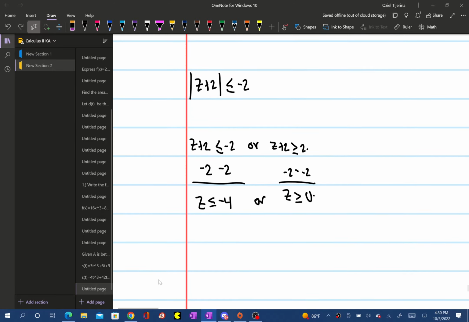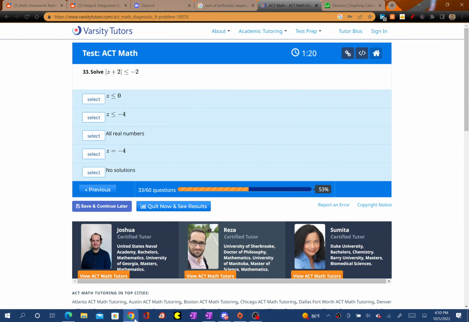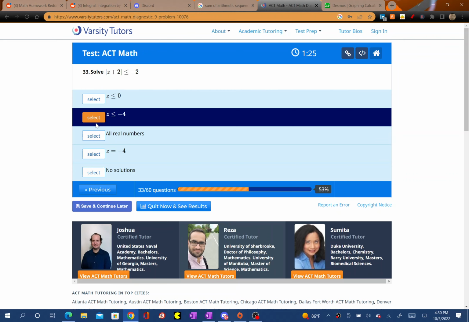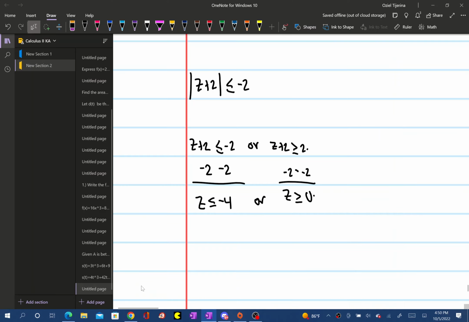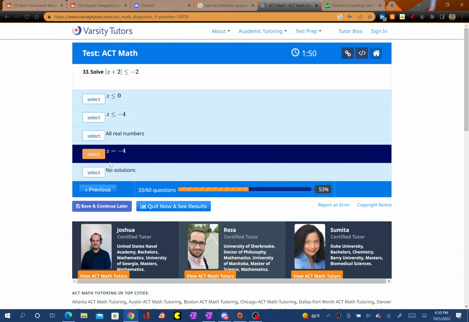So if I do less than or equal to -2, I'm going to go with B, because I don't know if greater than or equal to 0 works. If I do 1 plus 2 less than or equal to -2, then that'll be 3 less than or equal to -2, which is false, so this cannot work. So the only one is B. Okay.